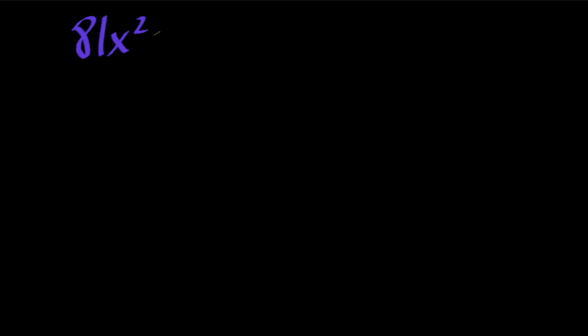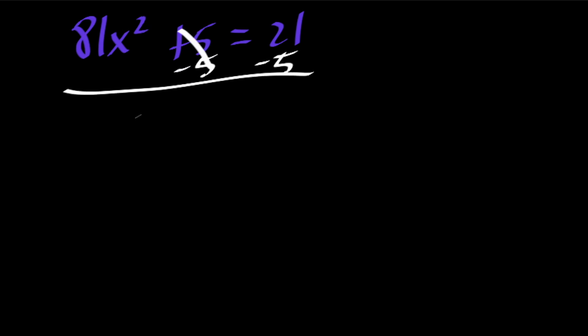Let's say I have 81x squared plus 5 equals 21. Now, once again, we want to isolate x squared. So we're going to subtract 5. Then we have 81x squared equals 16. Now, this step seems a little odd, but we're going to continue to isolate x squared by getting rid of 81.